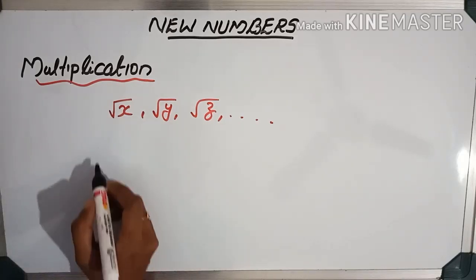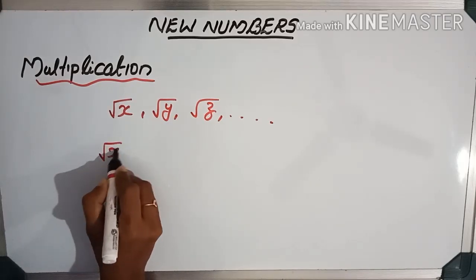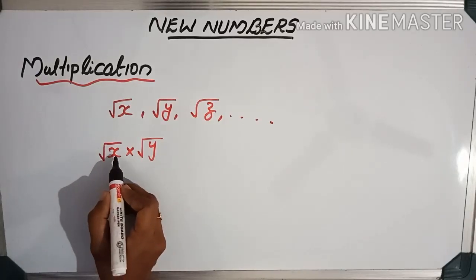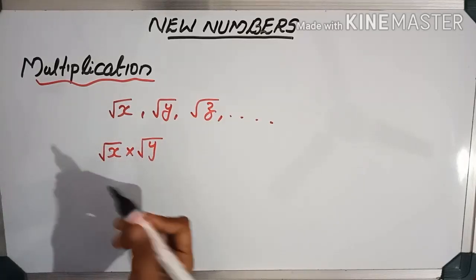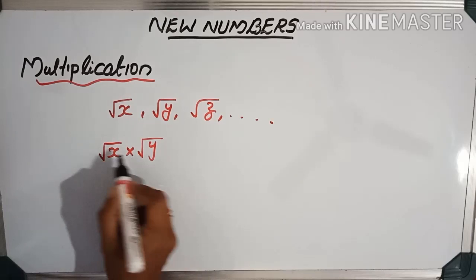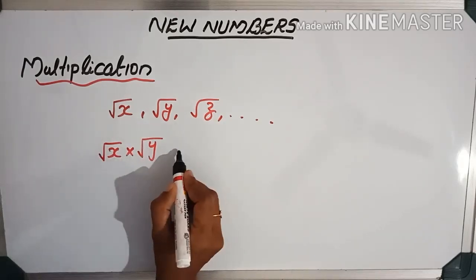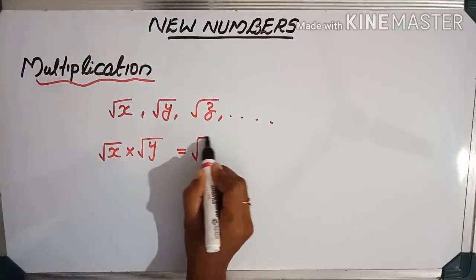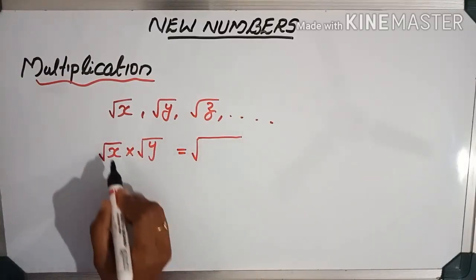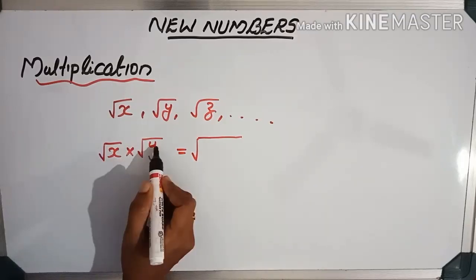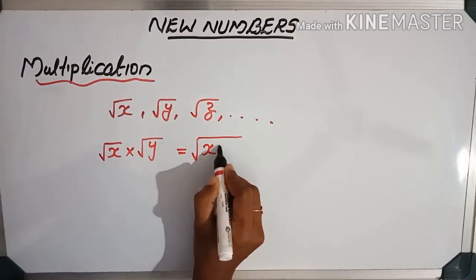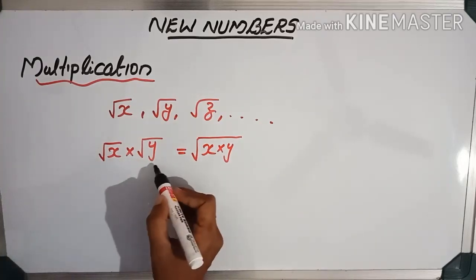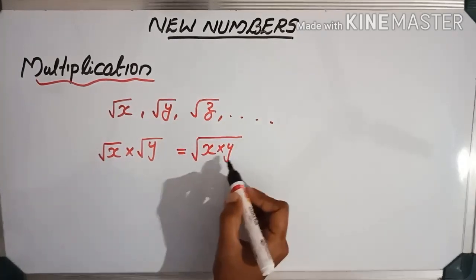Suppose we have to multiply the irrational numbers root x and root y. x and y can be any number. What we need to do here is take a complete root. Inside that root, x and y are different numbers, so x into y is the format. Root x into root y means it is root of x into y.